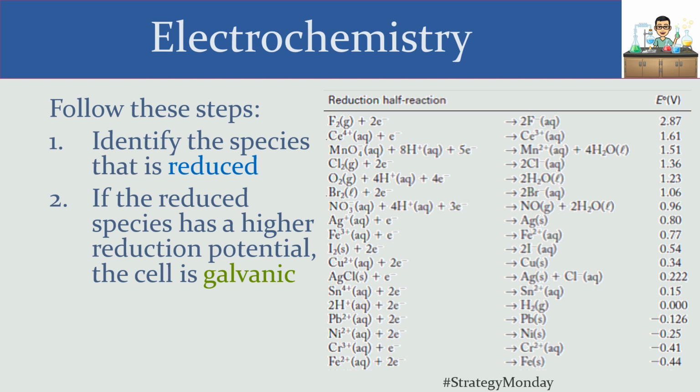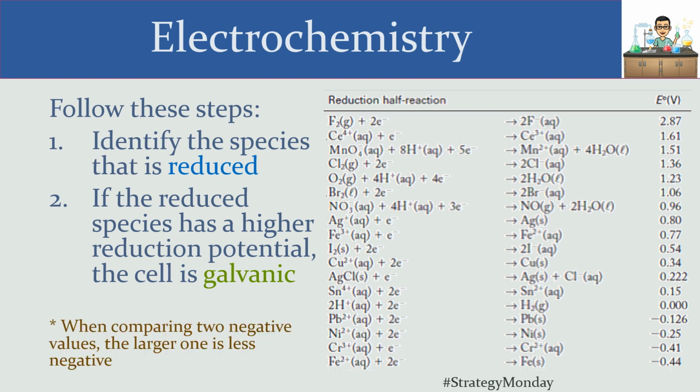And so when I'm talking about finding a higher reduction potential, it just simply means look at the entry in the table and see its value. Look at the entry in the table for the other thing that's participating in the reaction, then look at its value and just compare the two numbers. Now, when you're comparing two numbers that happen to be negative, make sure that you're picking the less negative one. So whenever you're comparing two negative values, the larger one is the one that's less negative. So if we're saying the reduced species has a higher reduction potential, that means if we're comparing two numbers that are negative, we're looking for the less negative one.